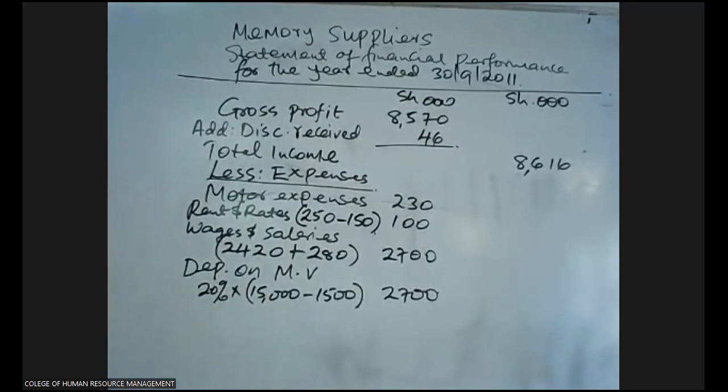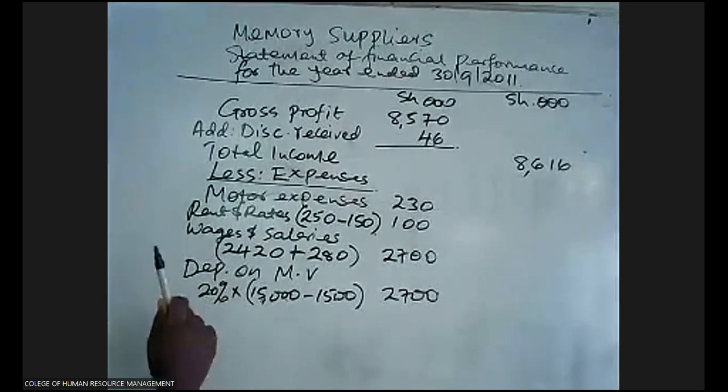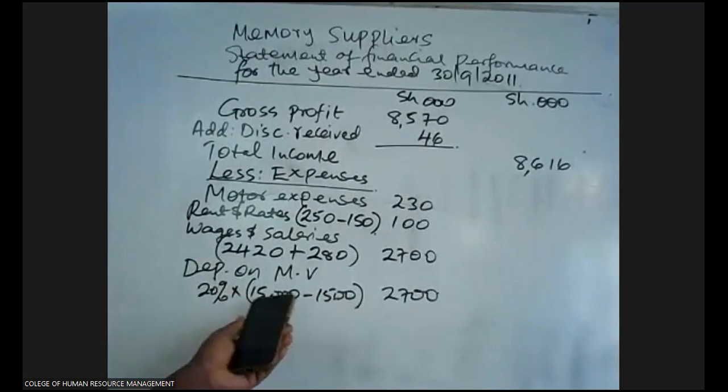That's why we have done 15,000, which is the cost, minus accumulated depreciation. We get the net book value, and then we multiply by 20%. I'm getting 2,700. So you first of all get this minus this, then take 20%.